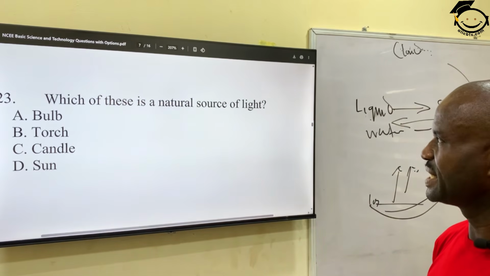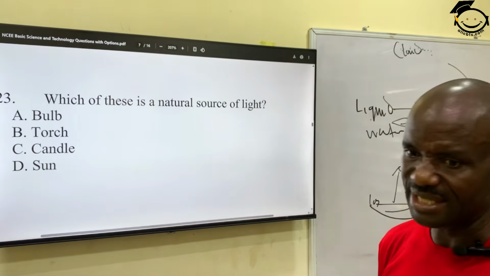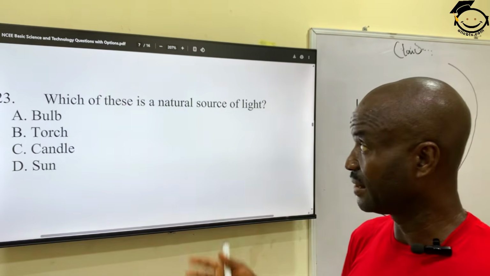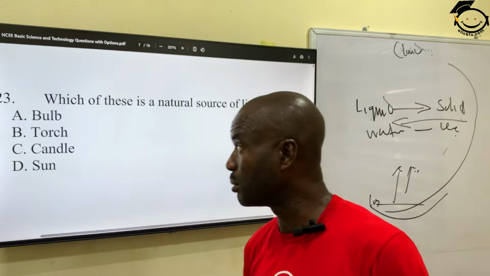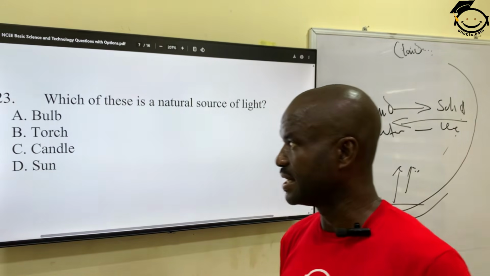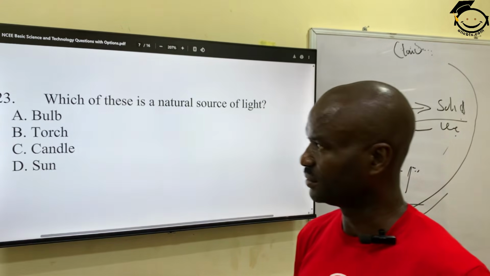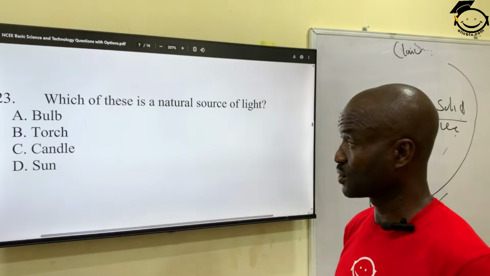Which of these is a natural source of light? Natural, that is, nature produces this particular light, unlike artificial light that man made. A, bulb. B, torch. That is torchlight. C, candle. Then D, sun. Of course, the answer is sun. The sun is a natural source of light.